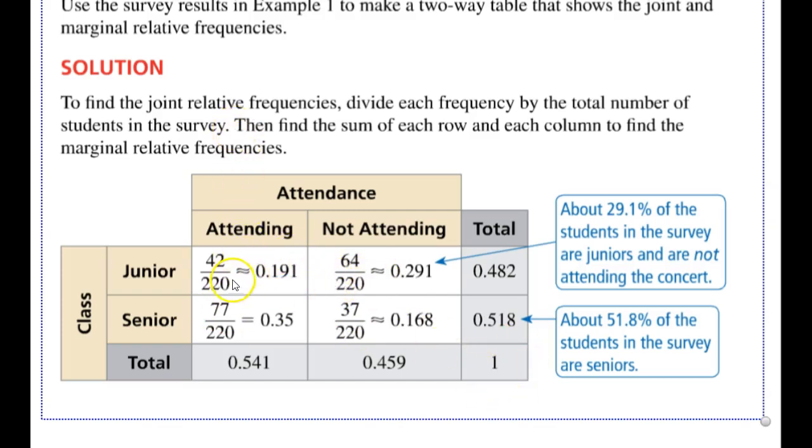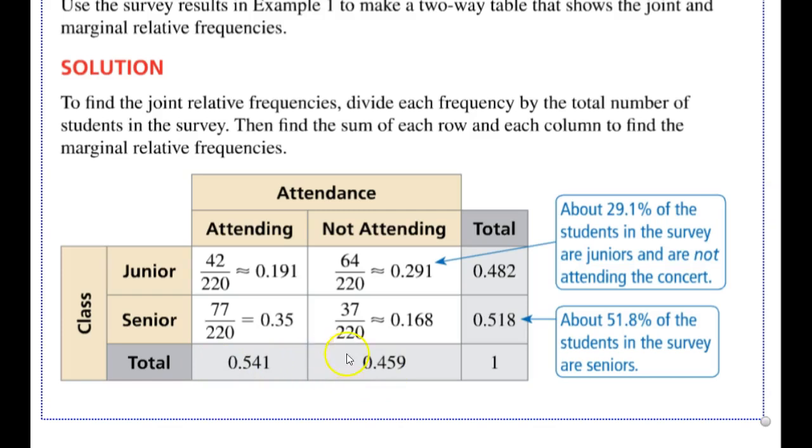So to find my joint relative frequencies, I divide each individual cell number by that total, which was 220. So here I have 42 divided by 220, 77 divided by 220, and I just continue on. Then to find my marginal relative frequencies, I just add going across. So I'll add my 0.191 plus my 0.291, and that's my marginal relative frequency. And then I can also add these going down to find my totals down here as well.